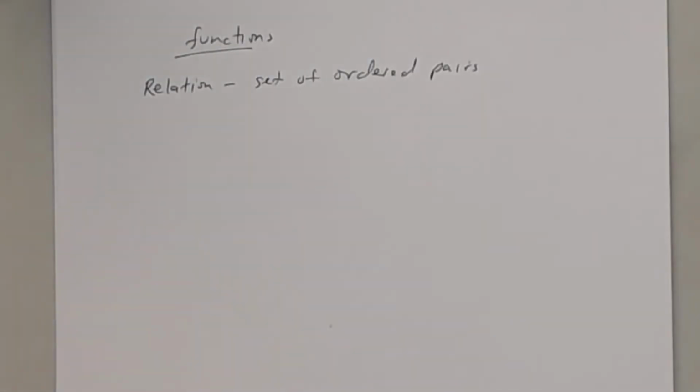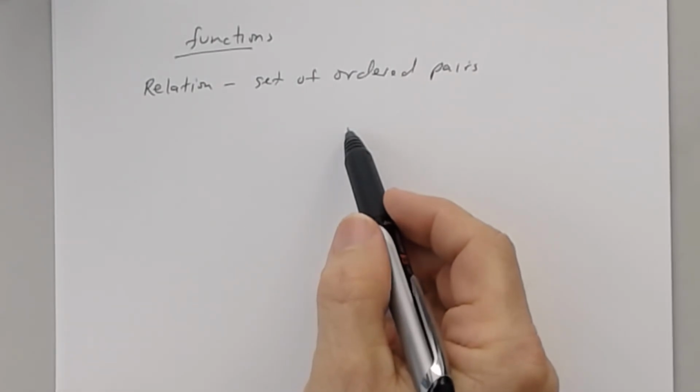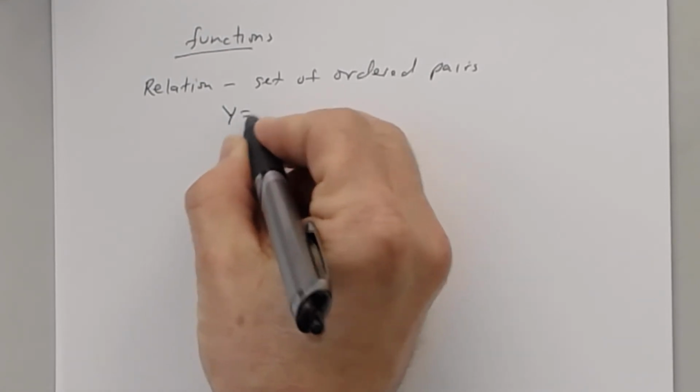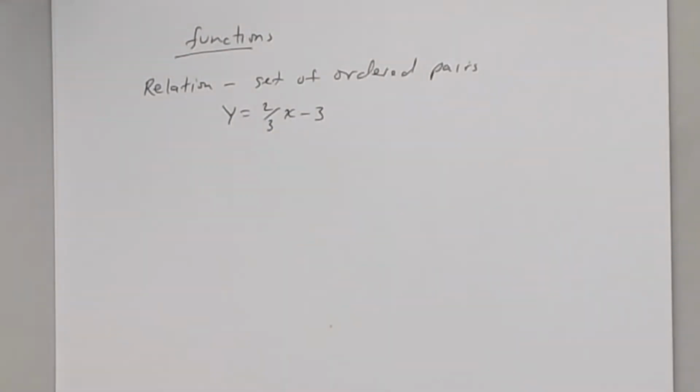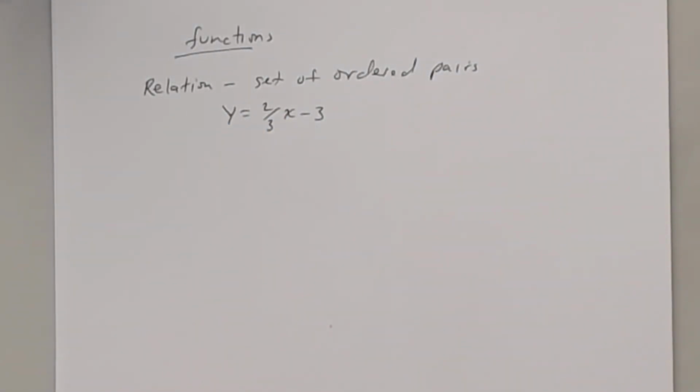So all those lines that I've drawn are relations. Yes, because when I drew the lines, I was plotting a set of ordered pairs. Okay? So a relation is a set of ordered pairs. Everything we've done at this point has been a relation. All those lines that we graphed were relations because they're made up of a set of ordered pairs.